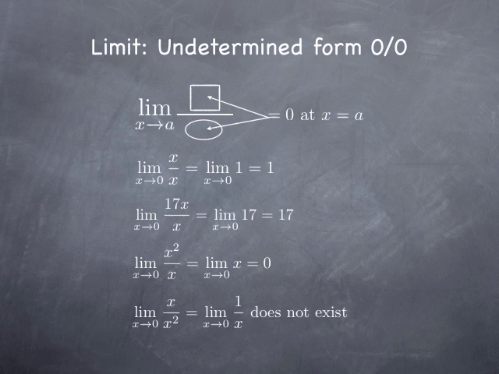So you see that we can really have all sorts of situations. We got examples where the limit is 1, 17, 0, or does not exist. So we cannot predict in advance, just from the fact that we have 0 over 0, what the limit is going to be. Now we're going to see what we can do to try to lift the indetermination.